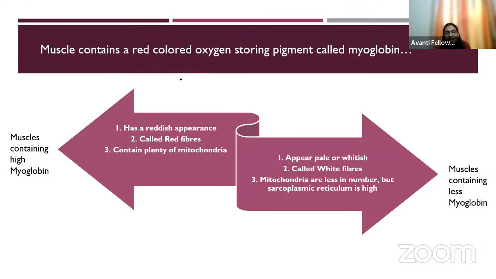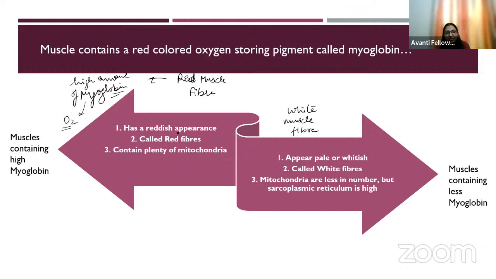Now you know that muscle fibers are of two types. There is red muscle fiber and there is white muscle fiber. Red muscle fibers are those which have a very high amount of myoglobin. And you know that myoglobin is the storehouse of oxygen. So they have more myoglobin, because of which they give the reddish appearance, and we call it red muscle fiber.